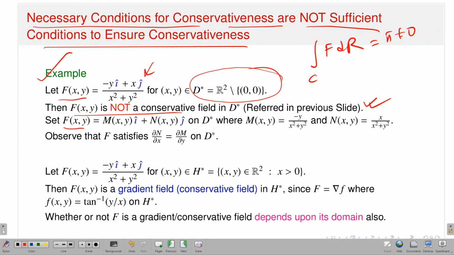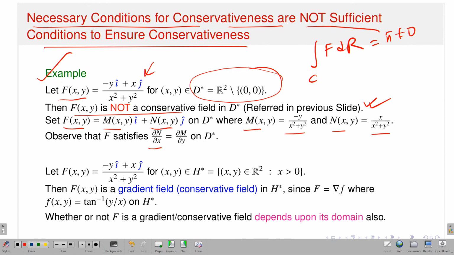But what is my capital F? I can write it as capital M(x, y) i cap plus capital N(x, y) j cap. What is my capital M? Capital M is equal to minus y divided by x square plus y square, and capital N is equal to x divided by x square plus y square. And you just observe by looking at the functions capital M and capital N that if I take the partial derivative of capital N with respect to the x variable, it is the same as the partial derivative of capital M with respect to the y variable.